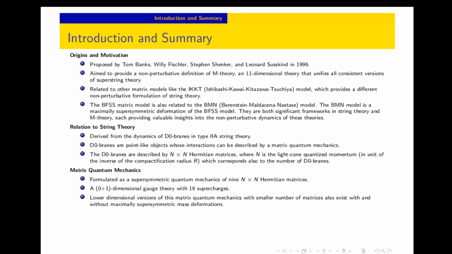At its core, the BFSS model is a supersymmetric quantum mechanics of 9 N times N Hermitian matrices. It is formulated as a 0+1 dimensional gauge theory with 16 supercharges. This matrix model encapsulates the essence of D0 brane interactions and provides a framework for understanding their quantum mechanical behavior. Specifically, the Hamiltonian of the system, as discussed, incorporates the kinetic and potential energy terms of these matrices.